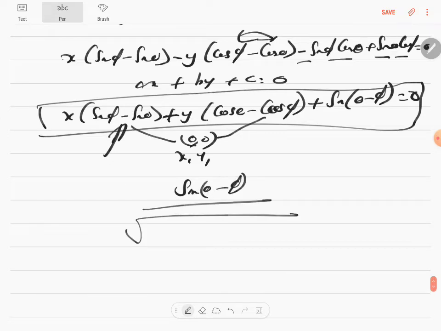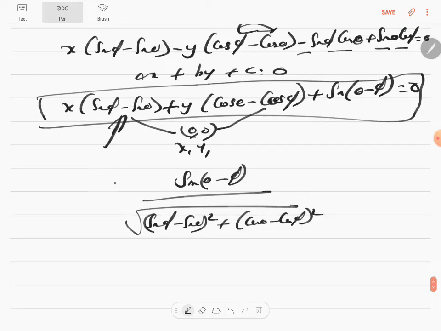What is a square? It is (sin phi - sin theta) the whole square, plus b square is (cos theta - cos phi) the whole square, mod of.